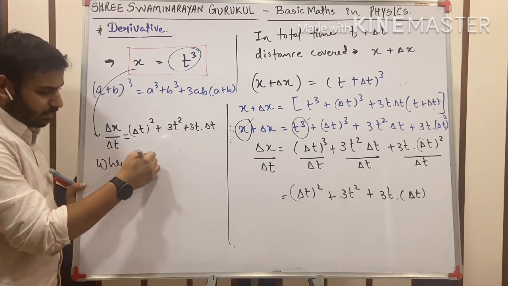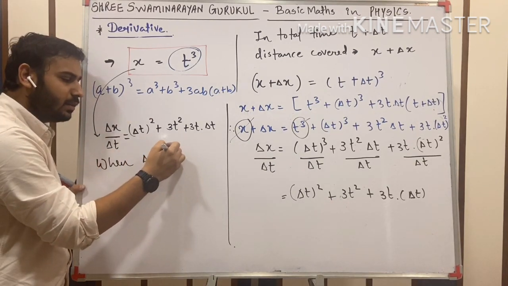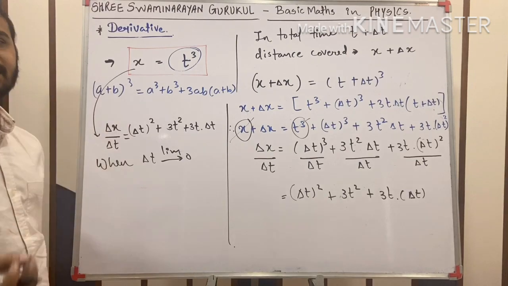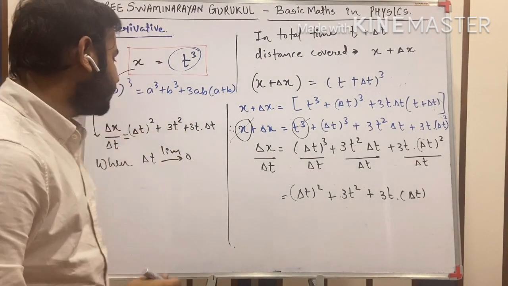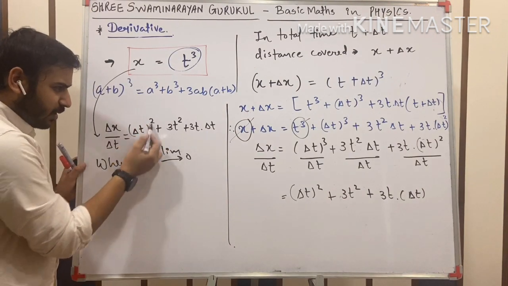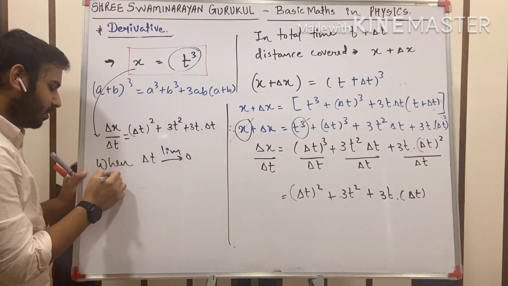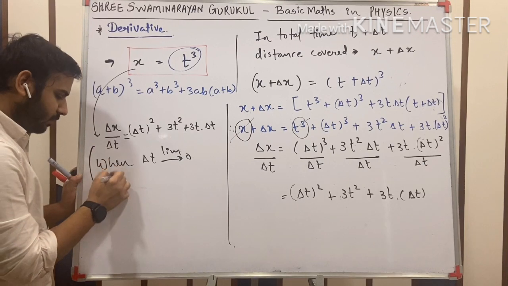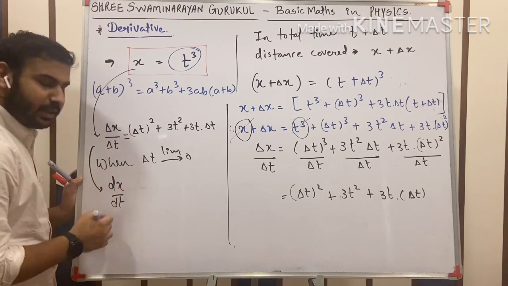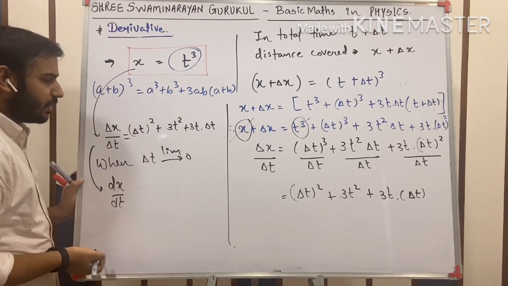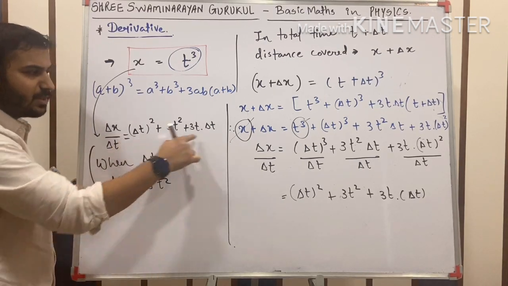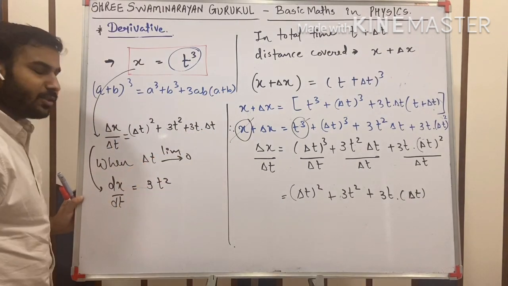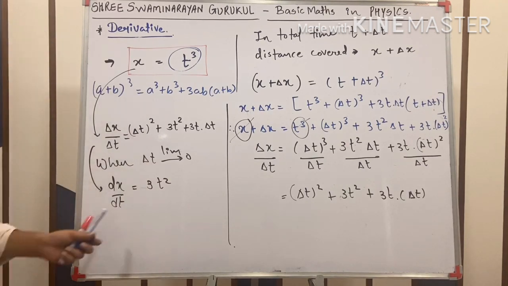When delta t limit tends to 0, when delta t is extremely small, say 0.001, 0.002, then you can neglect delta t over here. So this will become dx upon dt. Replace delta with d. So your answer will become 3t square. This will become 0. This is also 0. So the answer is 3t square.